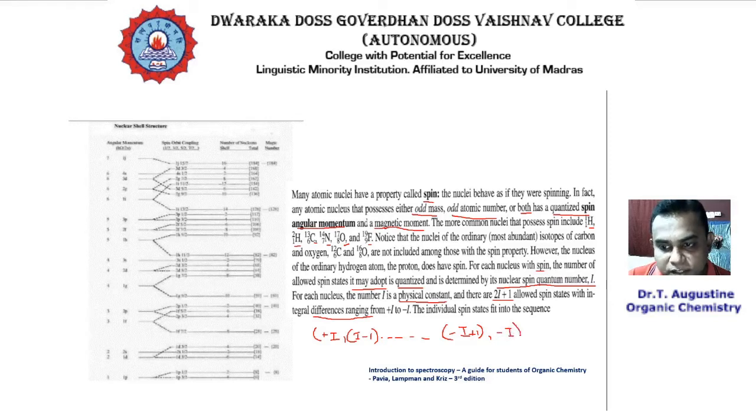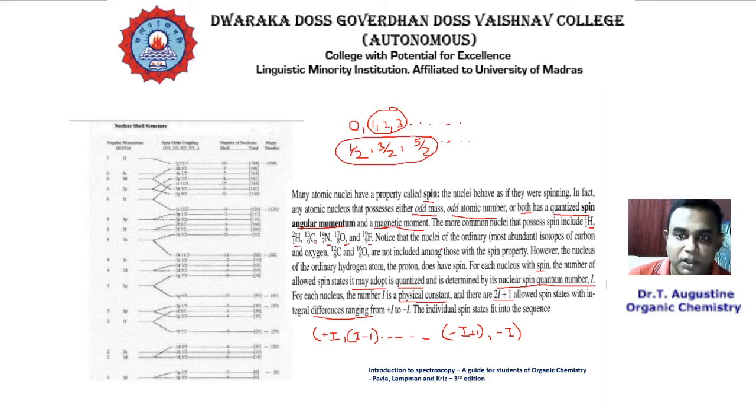So one needs to understand that the nuclear spin can have values equal to 0, or it can be an integer like 1, 2, 3, or it can be a half integer like 1 by 2, 3 by 2, 5 by 2, etc. Those nuclei which have a nuclear spin value of either an integral value or a half integral value alone are NMR active.